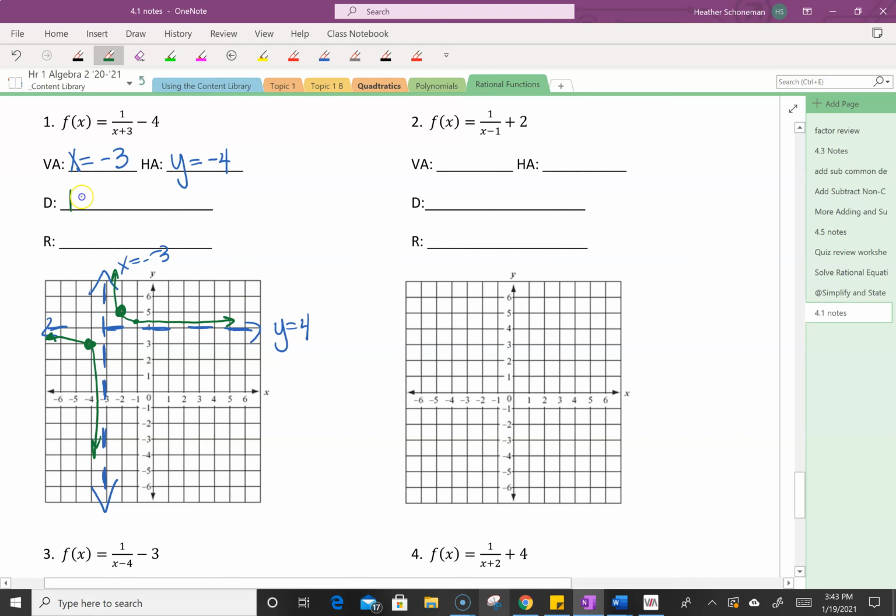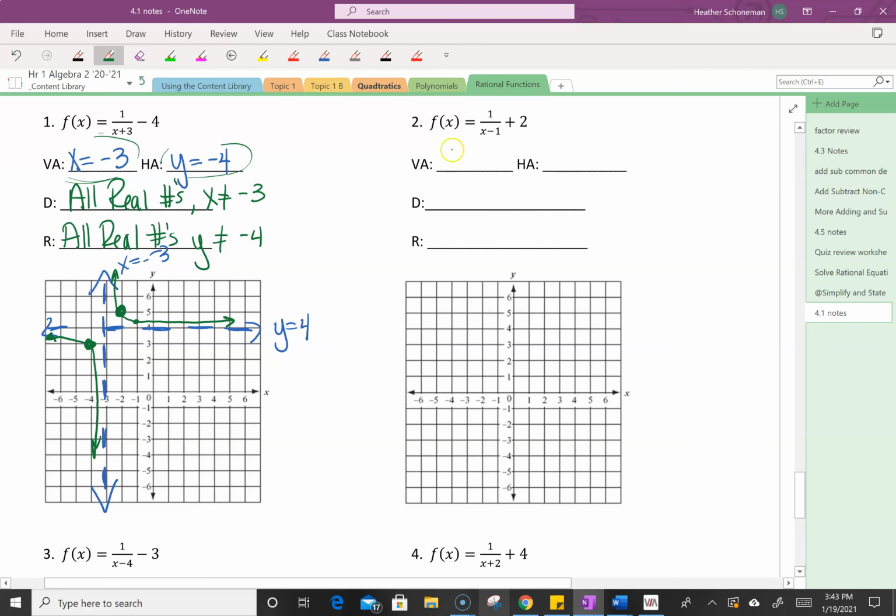Okay, domain is going to be all real numbers, except x cannot equal whatever this was. x cannot equal -3. That's why we set it as an asymptote. Okay, the range is all real numbers, except y cannot equal this value, which is -4. Again, that's why we made it an asymptote, because our graph can't ever touch it.